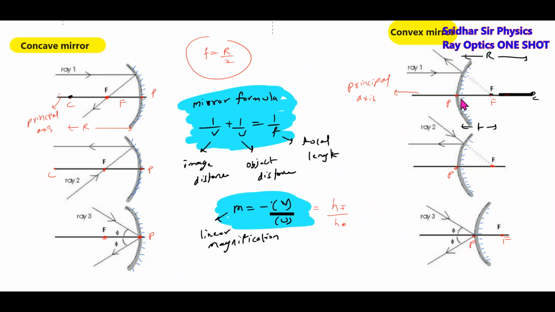Then how are the object distance, image distance and the focal length related? By the mirror formula, 1/v plus 1/u equals 1/f, and the linear magnification is given by minus v by u. What do we mean by magnification? This is called linear magnification, height of the image by height of the object. So we use the mirror formula to find the position of the image, and we use the magnification formula to calculate the height of the image. This is the overall basic condition.